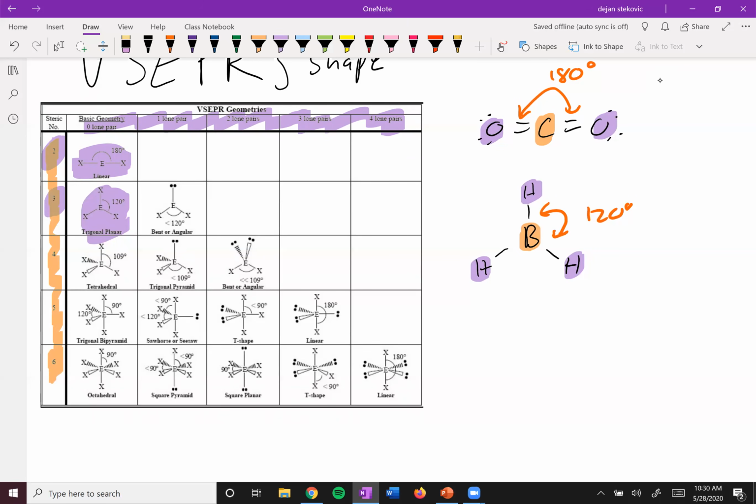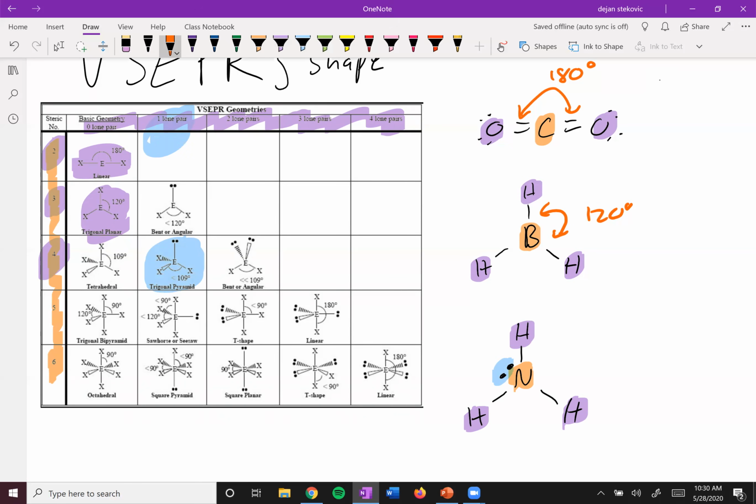Another example, we have NH3. Right, so this nitrogen has three atoms around it and one lone pair. So it has a total of four things. So we want to go to four things, one lone pair. This is going to be trigonal pyramidal.